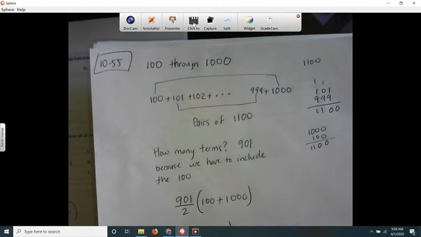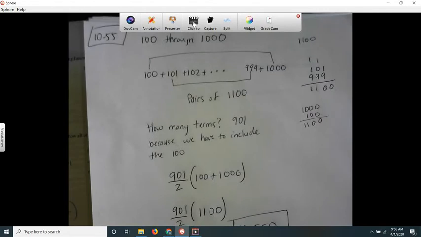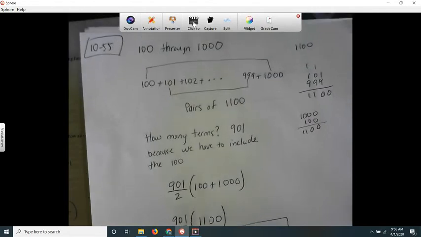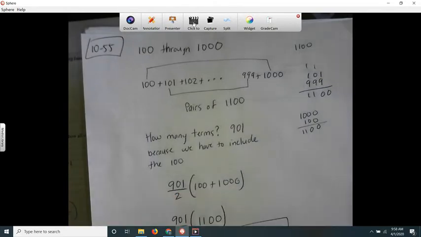The question is, how many terms are there? Well, it turns out there's 901. I thought I'll just go 1,000 minus 100, and that gives me 900. And then I did the problem, and I got it wrong. And then I realized that you have to include the 100 in there. So that's why it's 901.